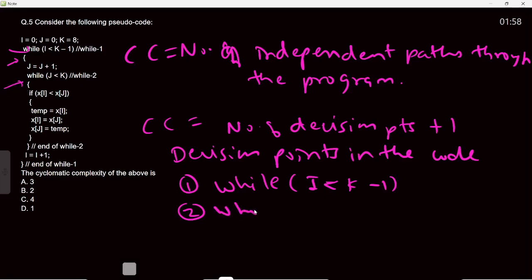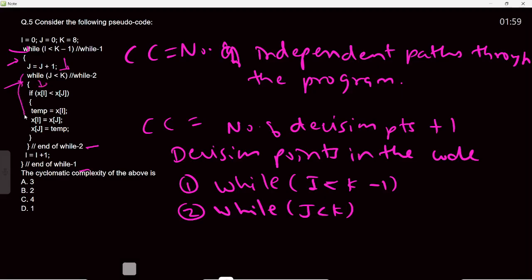The second decision point will be this second while loop, which is totally dependent on the first. See, if the condition of the first loop was not satisfied, then this whole loop would get ignored and that code would not run. Now for the second one, while j is less than k, the program flow comes here and checks the condition. If it is satisfied, it will go inside this while loop.